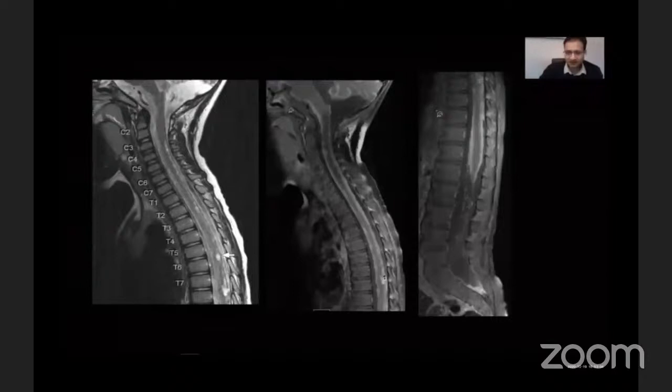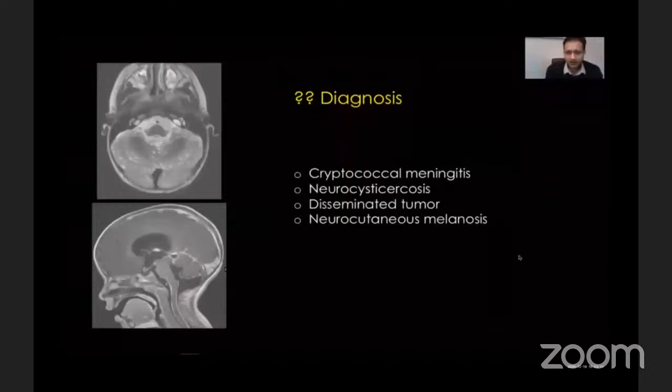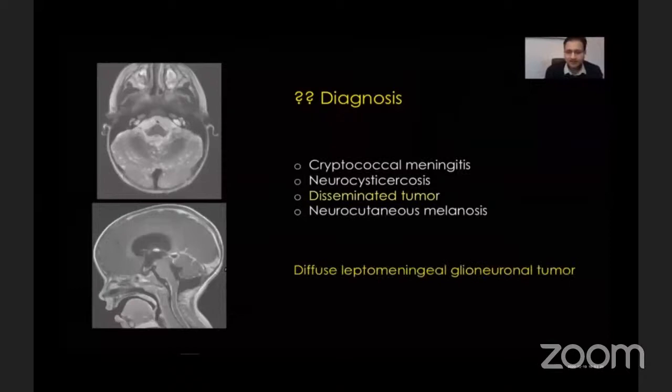So what's the diagnosis here? Is it cryptococcal meningitis? Is it neurocysticercosis? Is it some kind of a disseminated tumor? Or is it related to neurocutaneous melanosis? So this is an example of a diffuse leptomeningeal glioneuronal tumor.